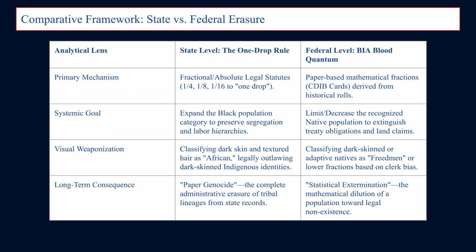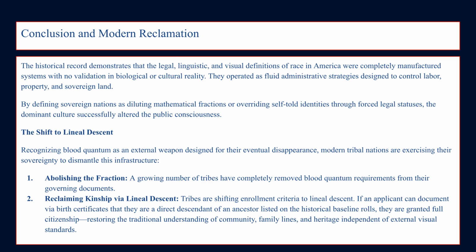This table summarizes the comparative framework of state-level and federal-level erasure, highlighting how both bureaucratic mechanisms serve to systematically redefine and diminish indigenous identities. In conclusion, historical definitions of race were manufactured systems used for administrative control. Today, many tribal nations are exercising their sovereignty to dismantle these structures, moving away from blood quantum requirements toward lineal descent to restore traditional community and heritage.